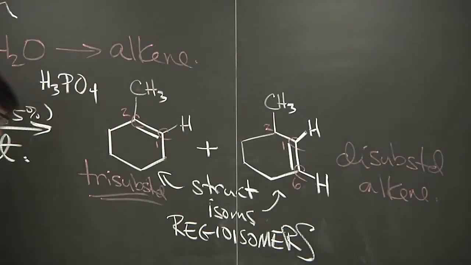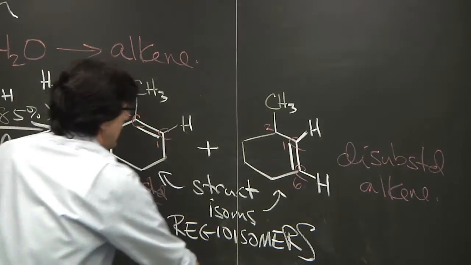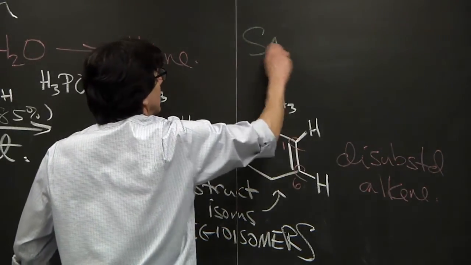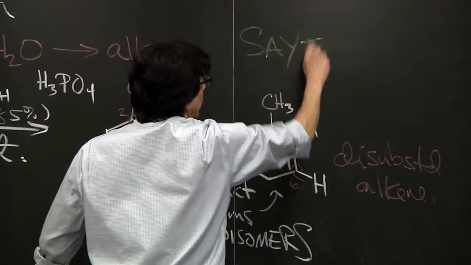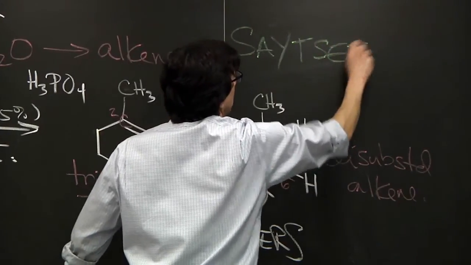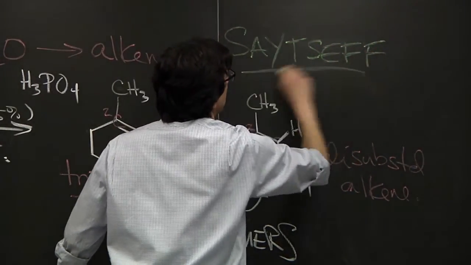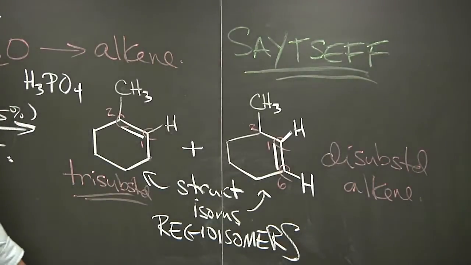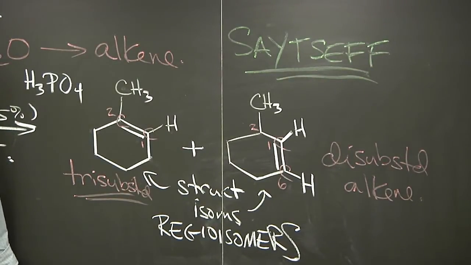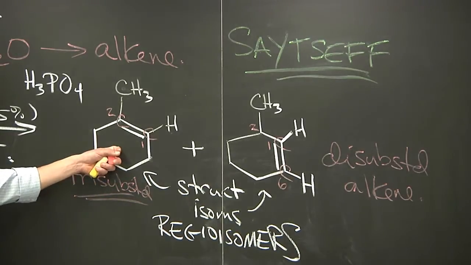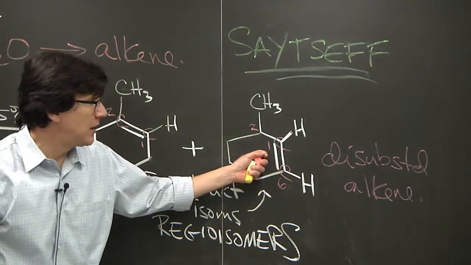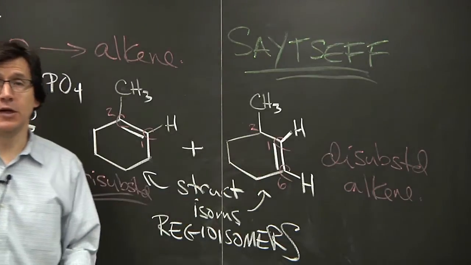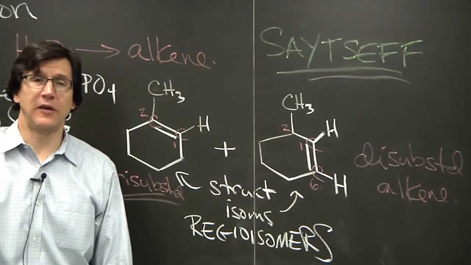All right? So the next thing I need you to tell me is, according to Zaytsev's rule, which of these should be the major regioisomer of the product? Should we get more of the tri-substituted, or should we get more of the di-substituted, according to what Zaytsev has to say?